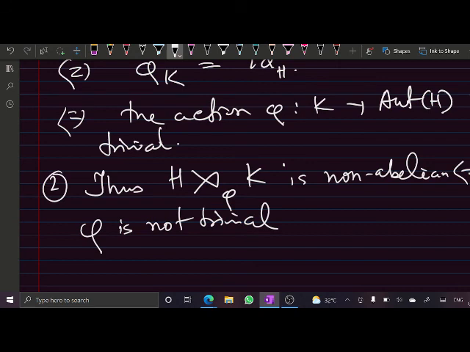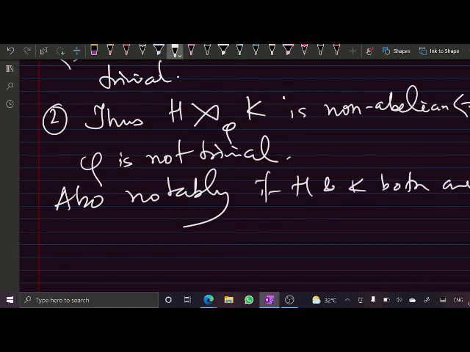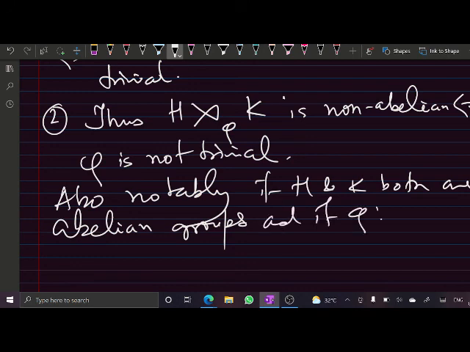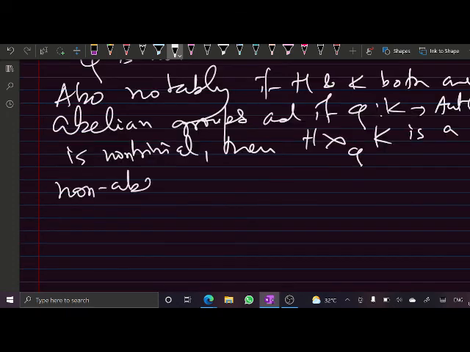Notably, if H and K both are abelian groups, and if your action phi from K to the automorphism group of H is non-trivial, then your semi-direct product must be a non-abelian group. So this is true.